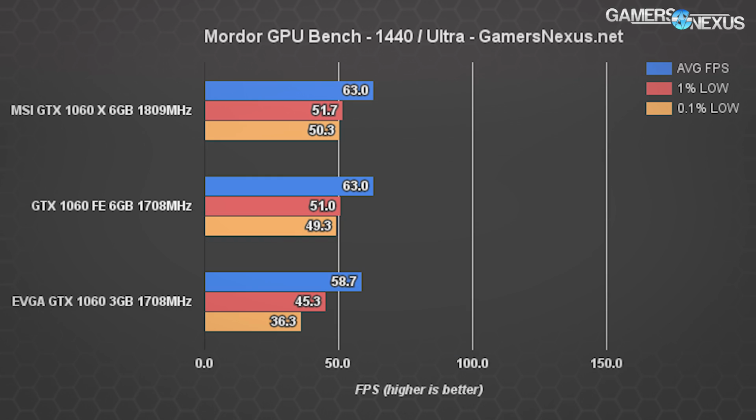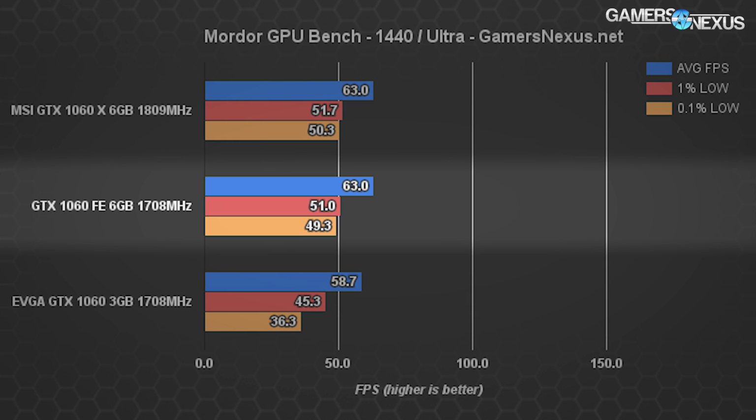Moving to 1440p, the trend continues and posts the GTX 1060 6GB card at 63 FPS average, 51 FPS low, and 49 FPS 0.1% lows.